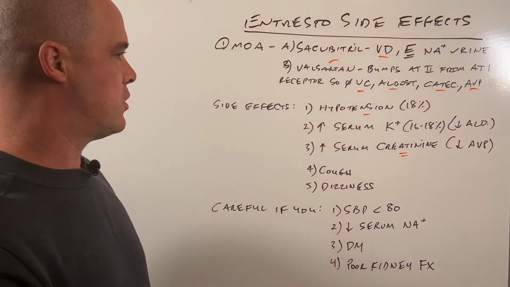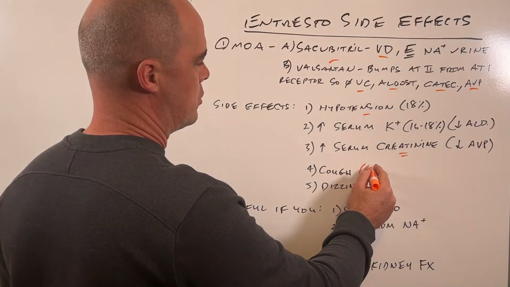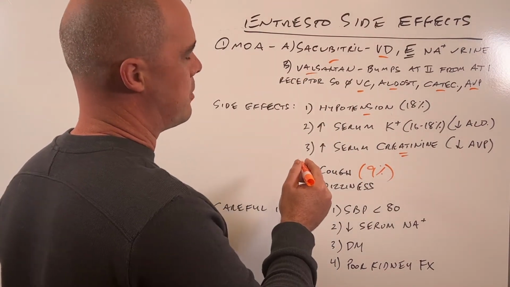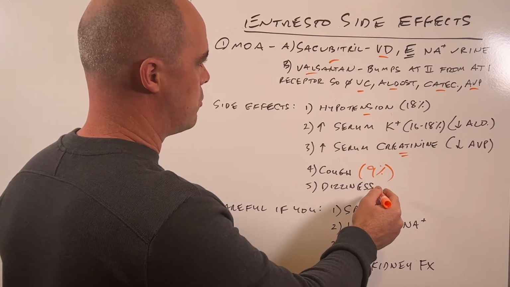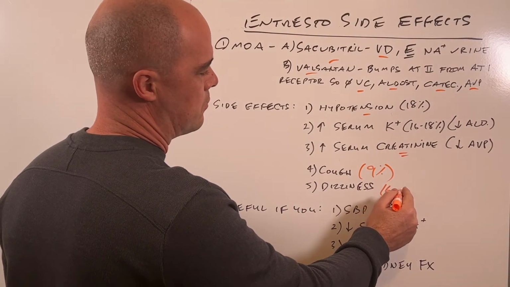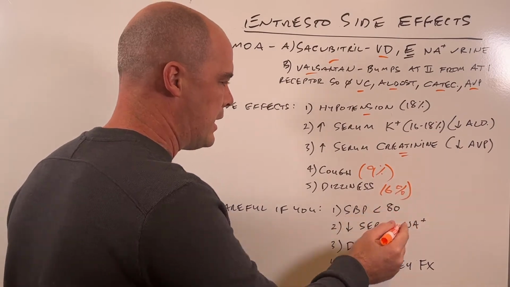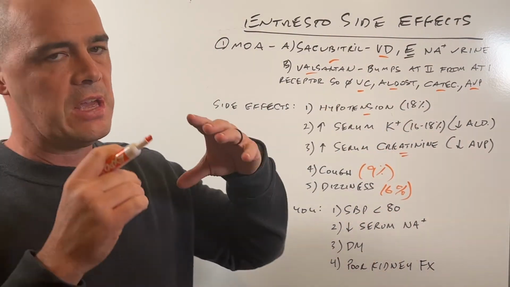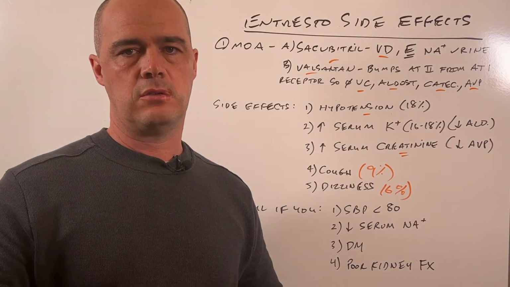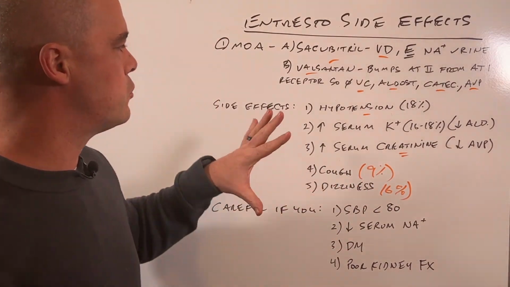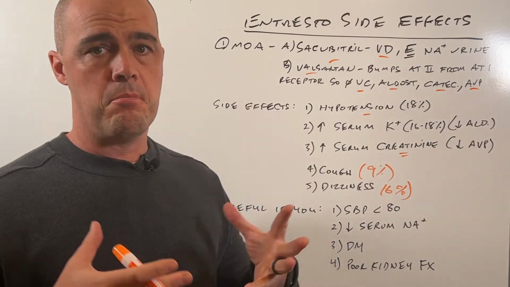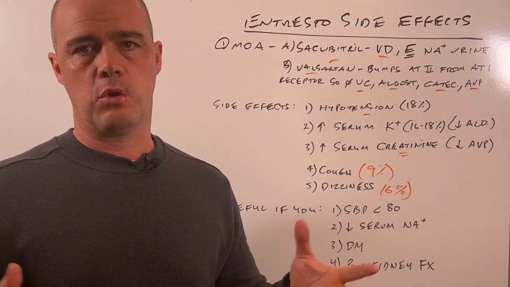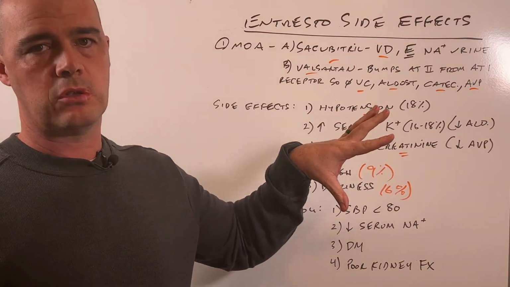The next thing is cough, and I forgot to put down cough. We're looking at roughly 9% of folks. That's related primarily to the valsartan. Also, we can see dizziness around 6% of people. Again, the dizziness is related to the vasodilation that's going on. So those are the five main side effects. Are there other side effects that are possible? Yeah, of course there are, but I like to focus on the main ones.